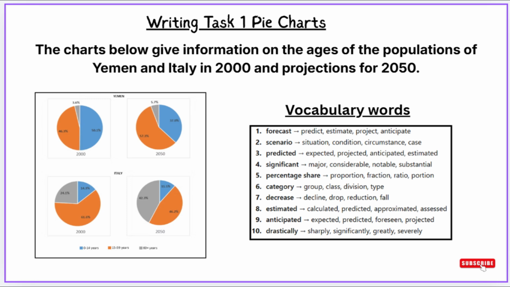Today, we are going to learn how to describe a population comparison chart in IELTS Writing Task 1. This question compares and forecasts the percentage of 3 different age groups in the populations of Yemen and Italy between the years 2000 and 2050.